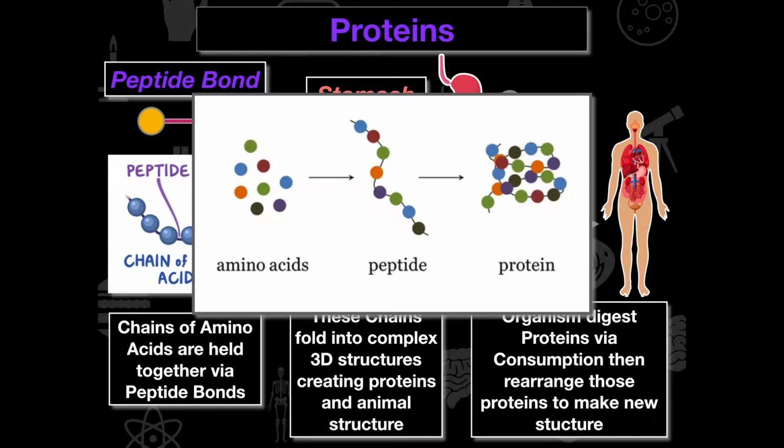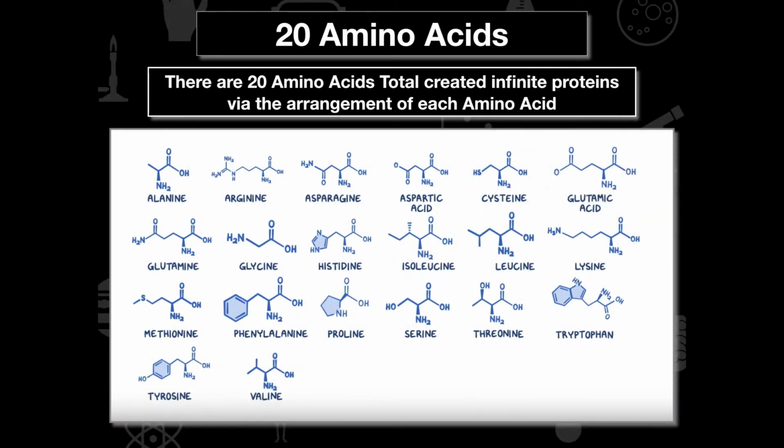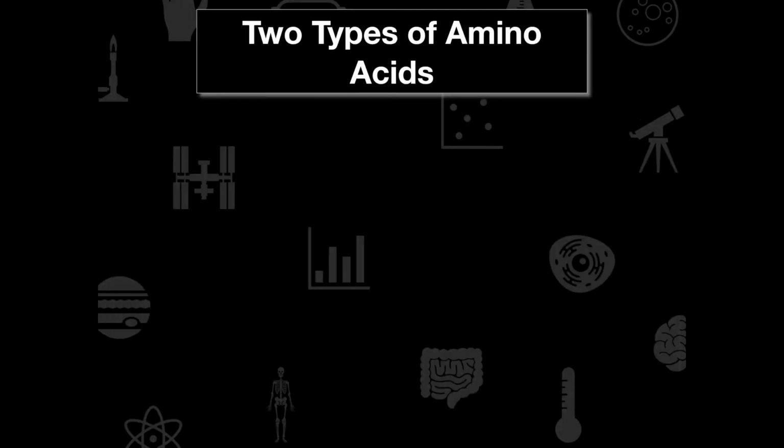So if we were to look at this from a hierarchical standpoint, we would have amino acids being our monomers, peptides being our polymers, and then we can fold those peptide chains into what we know as a protein. So when we talk about amino acids, there are 20 amino acids total, and this can essentially allow for infinite proteins via the arrangement of these amino acids.